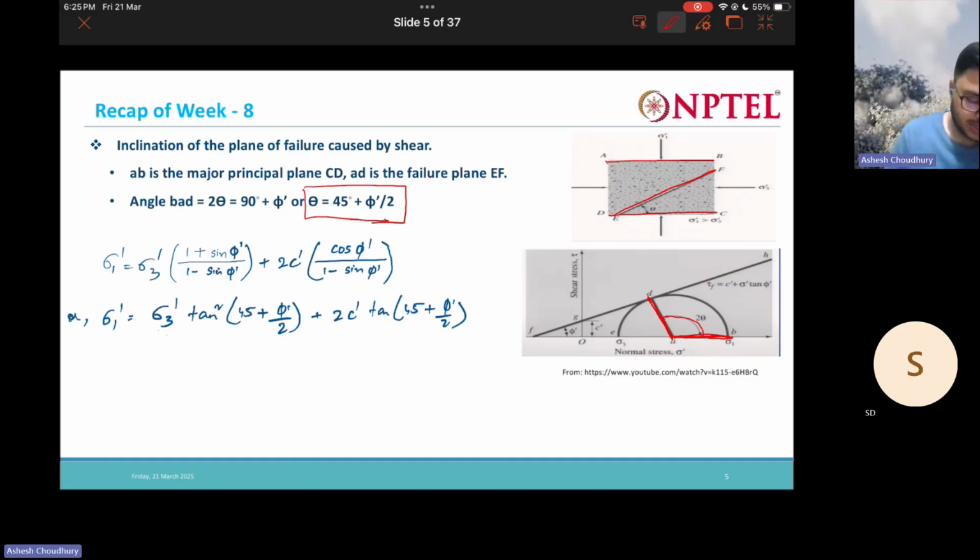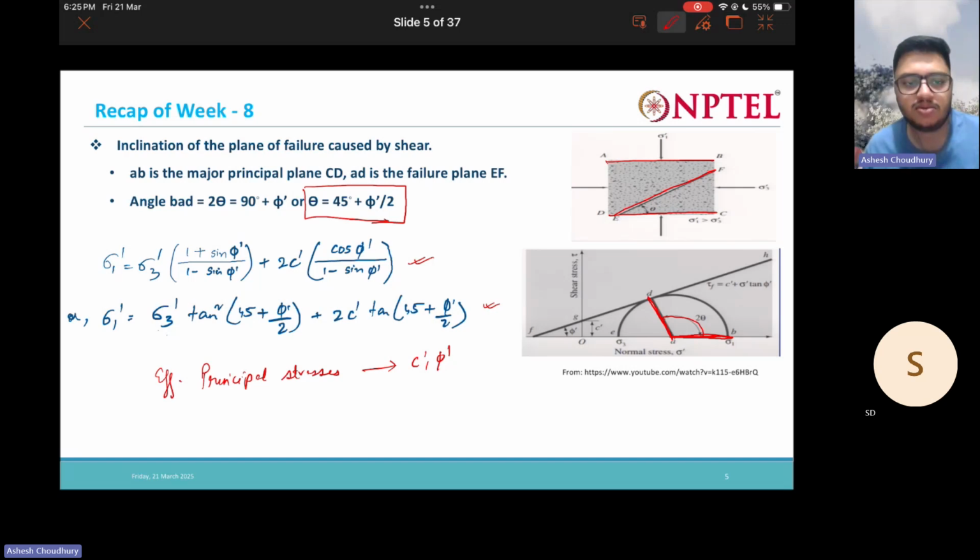So these two relations are very important. What does it do? It relates the principal stresses to C and phi. Or you can write effective principal stresses to C prime and phi prime, or the principal stresses to C and phi. Any which way you want to write.